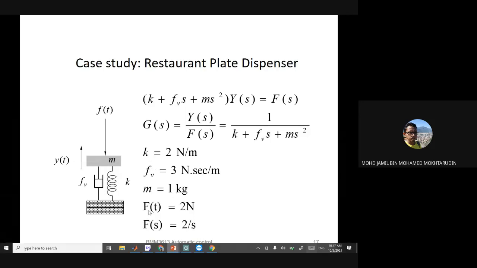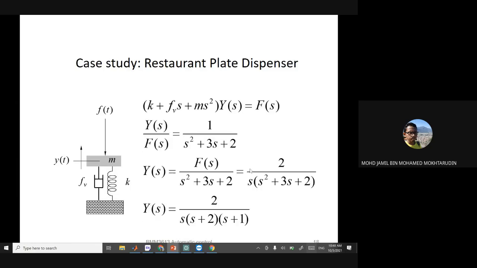Here the force given is 2 Newton. Then you need to convert into frequency. So in frequency, 2 newtons equals 2 over s. Then substitute everything into the equation, into the transfer function. So substitute, you get a fraction here.